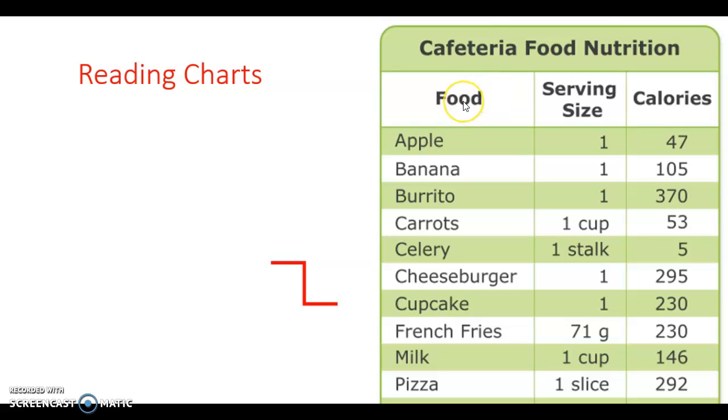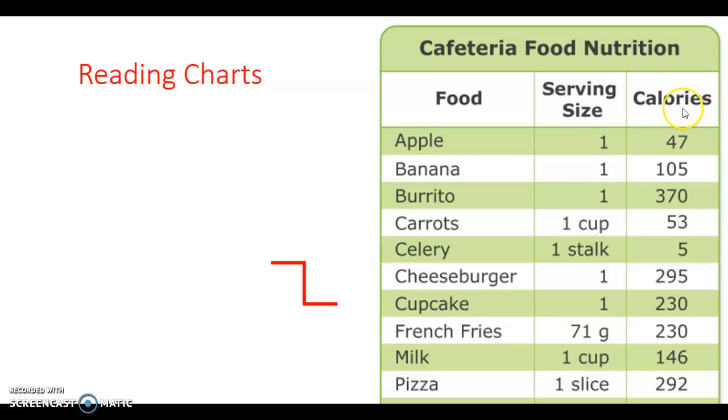So in the left-hand column, or the first column, I see that all of the types of foods are listed. In the middle column, I see the serving size. So I know if we're talking about one of something, a cup of something, a stalk of something.